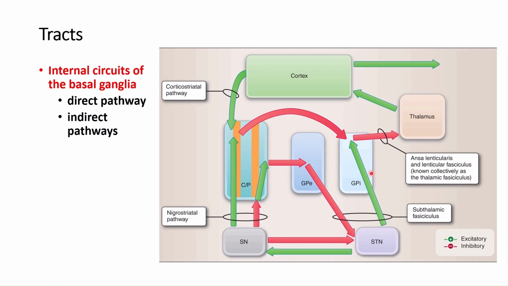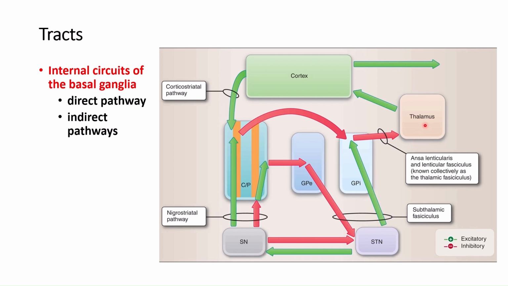There is also a connection between the internal part of globus pallidus and the thalamus, and that is called the thalamic fasciculus. There is also a connection between the substantia nigra and subthalamic nucleus. So substantia nigra inhibits subthalamic nucleus, and subthalamic nucleus sends excitatory signals to the substantia nigra.